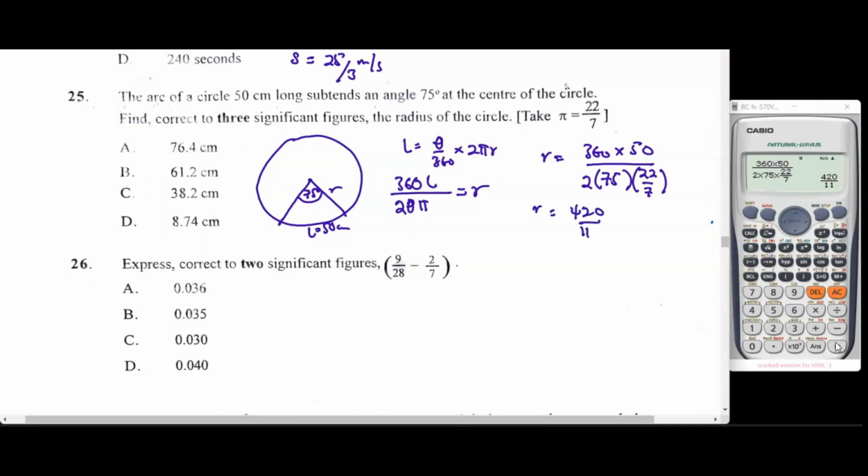420 on 11. But remember, we have to leave the answer to 3 significant figures. So we have to send it to fraction, decimals, and that will be 38.18. Yes, 38.18. But to 3SF, that would be approximately 38.2. That is 3SF. And that is C.